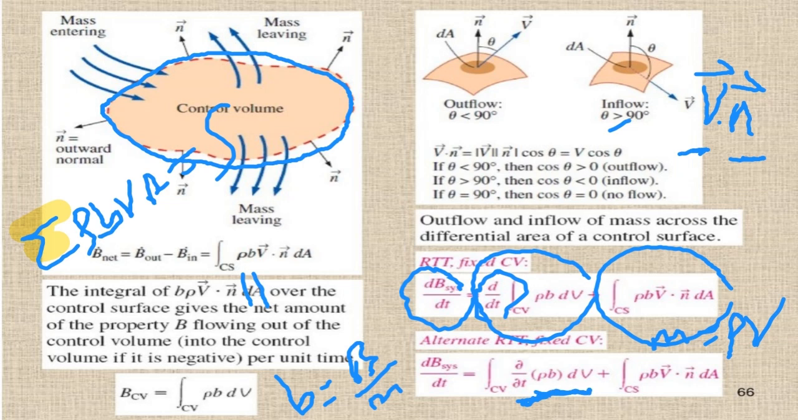Reynolds transport theorem. So by using the Reynolds transport theorem, we can always write all three conservation equations: the conservation of mass, conservation of energy, and conservation of momentum.